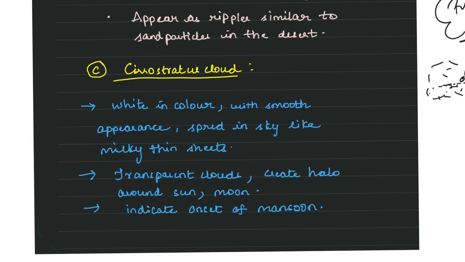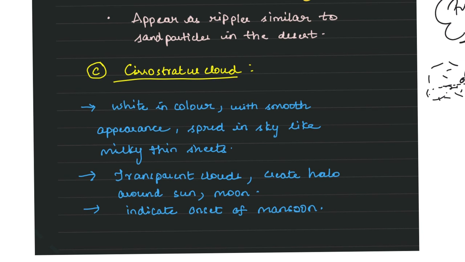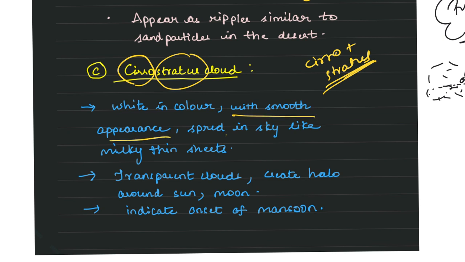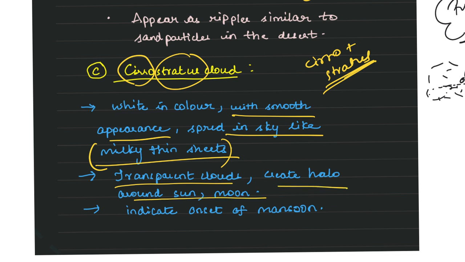So basically these are again white in color, and cirro plus stratus, right? Stratus is a sheet structure, right? So if you can see with smooth appearances, they are in the sky like milky thin sheets, okay? So sheet structure, in sheet shape, in flaky sheet shape. And these are transparent clouds, and as a result they create a halo around the sun and moon.